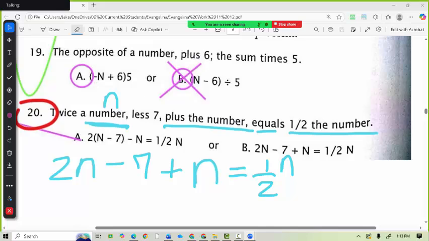And now if we look up here, yeah, it looks like it's written exactly like this one. And if it wasn't, we could see if we could simplify or play with it to make it look like either of those.